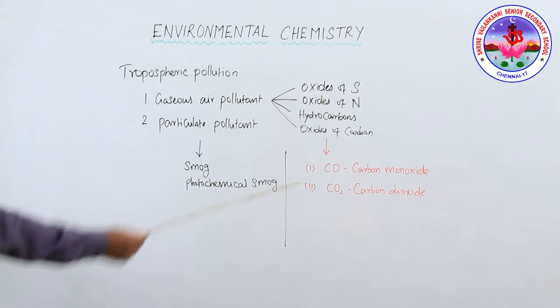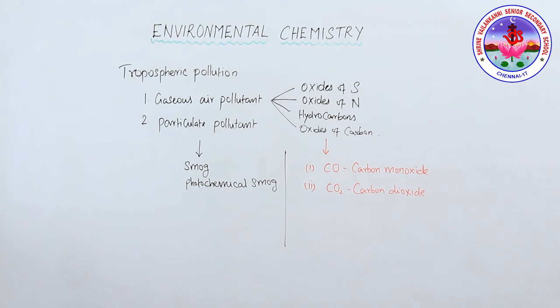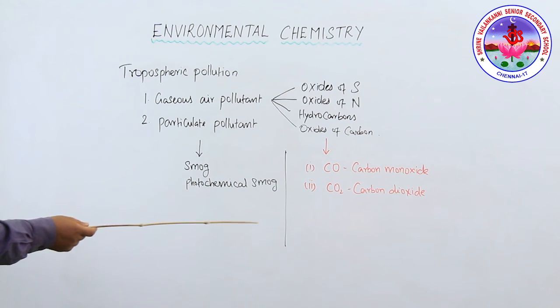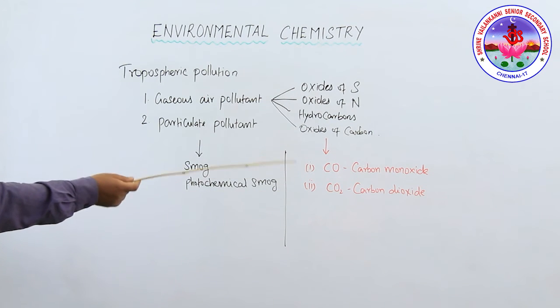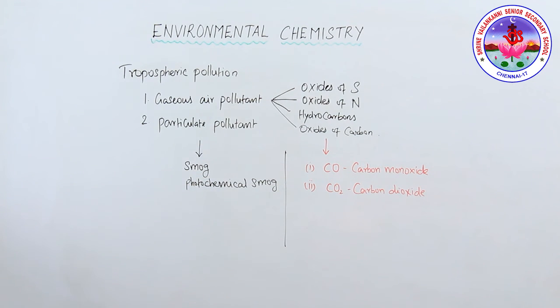Then the carbon dioxide. Carbon dioxide is released into the atmosphere by respiration, burning of fossil fuels for energy, and by decomposing of limestone during the manufacture of cement. It is also emitted during volcanic eruptions. The carbon dioxide gas is confined to the troposphere only. So normally it forms nearly 0.03% by volume of the atmosphere.